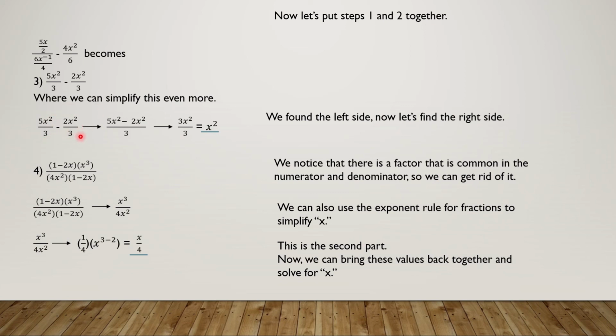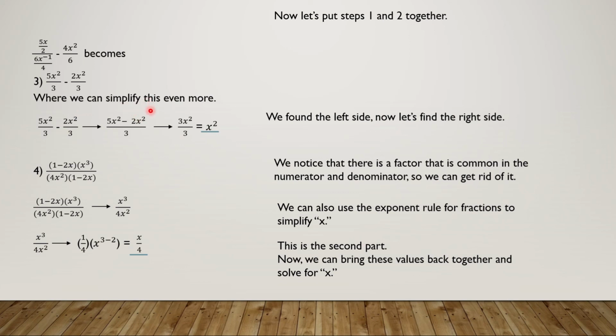If they were different, then we would have to apply one of the other rules that we learned, where we would have to do cross smile, or we would have to manipulate it in a certain way. So when we combine these two fractions, we have the same denominator, and their denominator is 3. So then what we're looking at is that minus sign, and we have 5x squared minus the 2x squared.